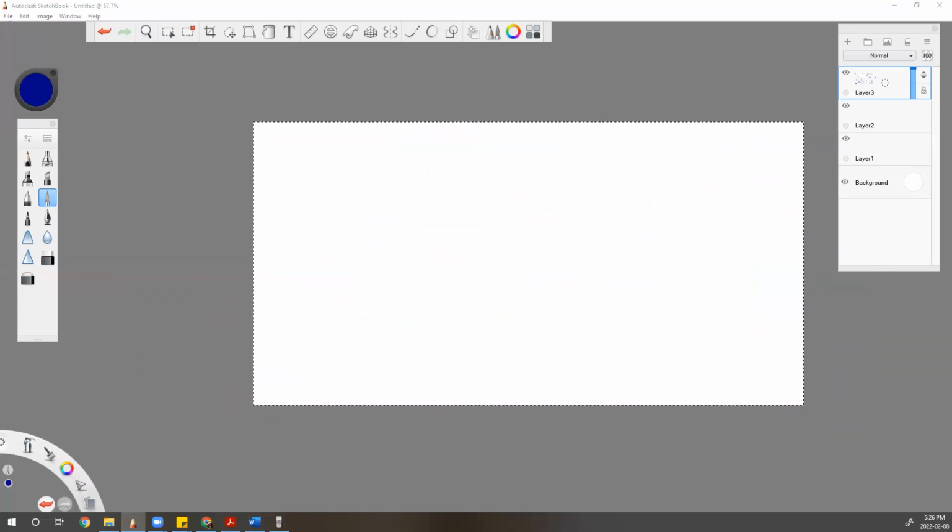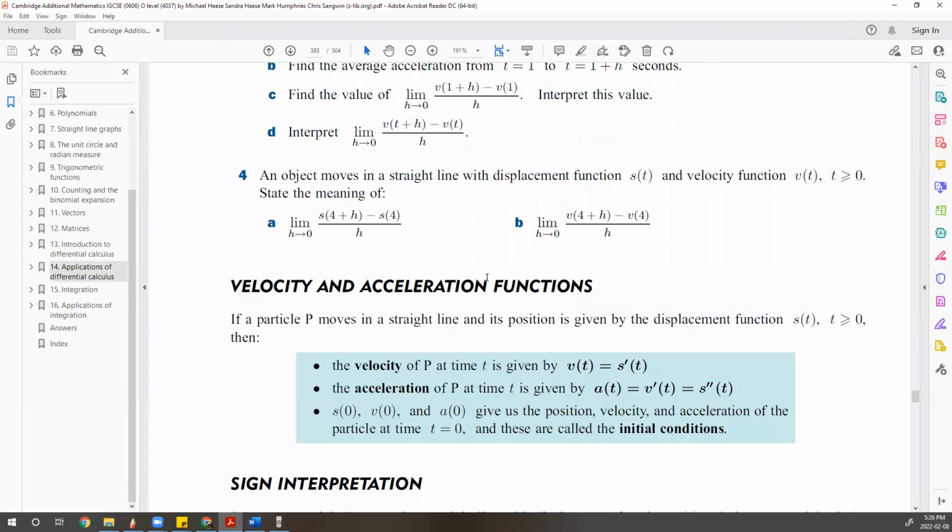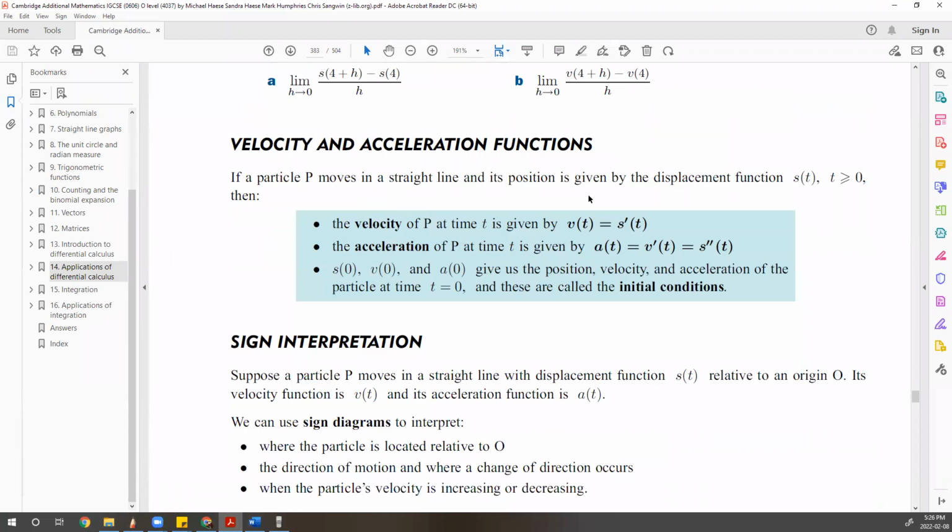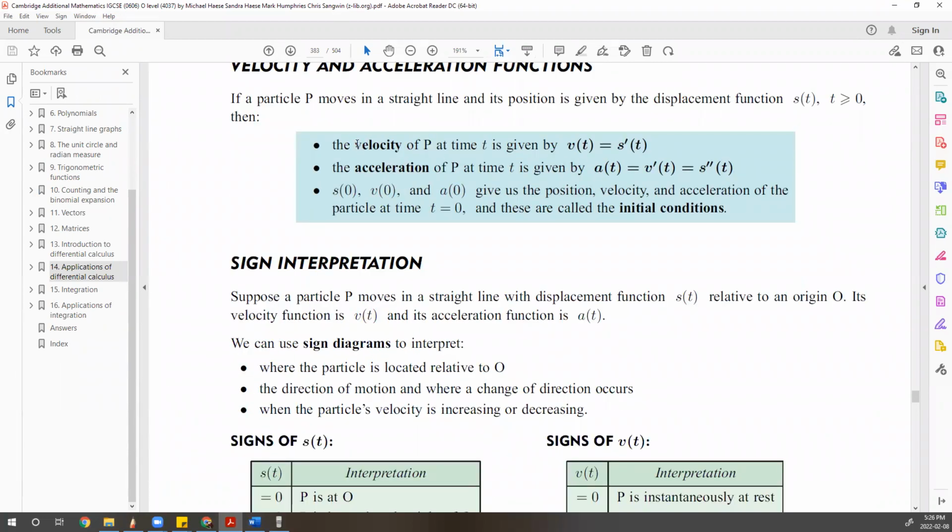Let's see the book, on the next topic, acceleration. Here, velocity and acceleration functions. You need to memorize. The velocity is the derivative of s, like I said previously, and the acceleration is the first derivative of v, or the second derivative of s. See, it's the same. And every t as 0 is the initial conditions, meaning when t equals 0, when it is about to start.